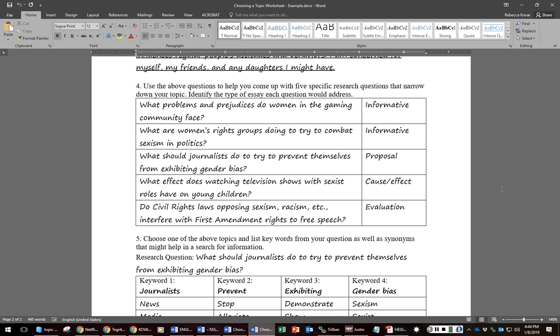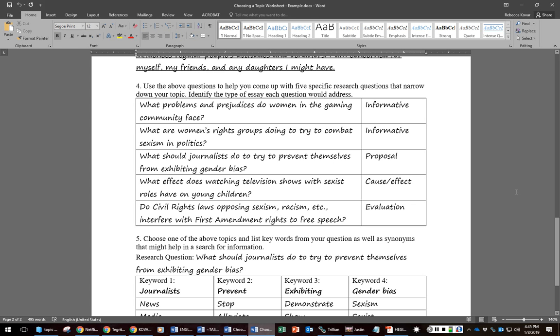Now, if you have to make a proposal, an action, then you're looking for something people are doing. What should journalists do to prevent themselves from exhibiting gender bias? If you're looking at cause and effect, what effect does watching television shows with sexist roles have on young children? Or if you're evaluating something, you're making a moral judgment on something. Is it right? Is it wrong? Is it good? Is it bad? How well does it do something? So if you wanted to ask whether civil rights laws that oppose sexism and racism and other isms, I guess, interfere with First Amendment rights to free speech, then you'd be doing an evaluation.